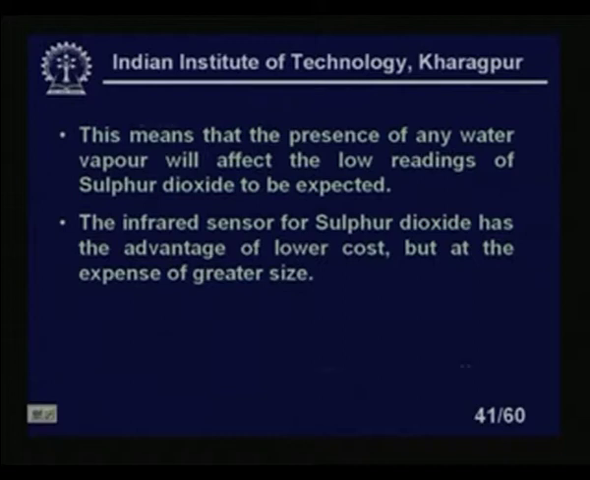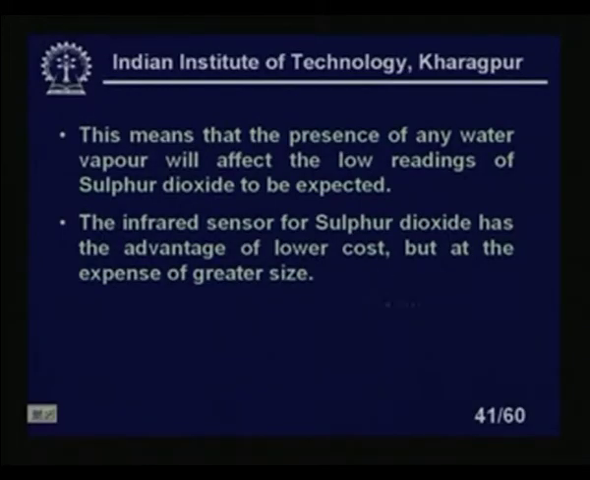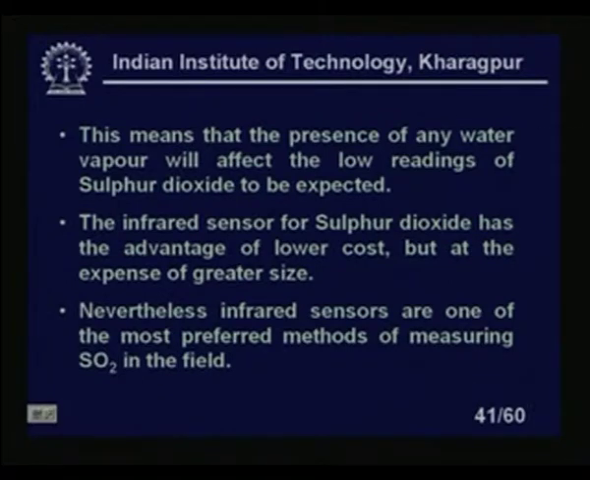Infrared sensors for sulfur dioxide have the advantage of lower cost, but at the expense of greater size. Infrared sensors are there, but the advantage is lower cost, though obviously the size will be quite big in this case. Nevertheless, infrared sensors are one of the most preferred methods of measuring SO2 concentrations in the field nowadays, because of those advantages. That line corresponds to very close to the line of the water vapor.